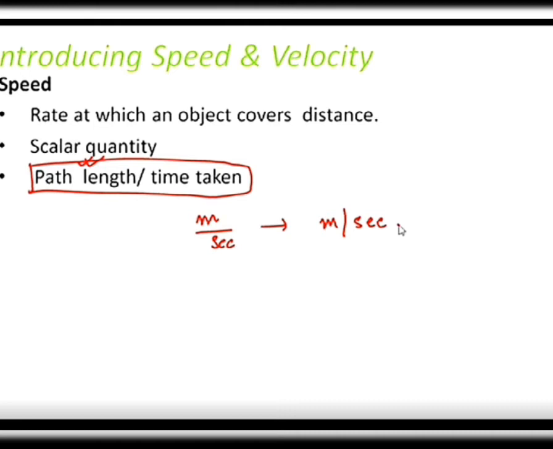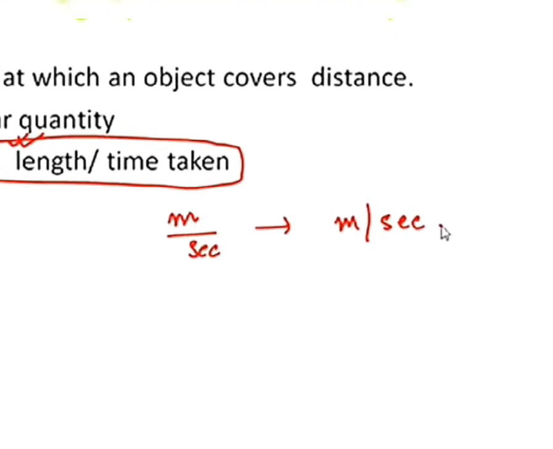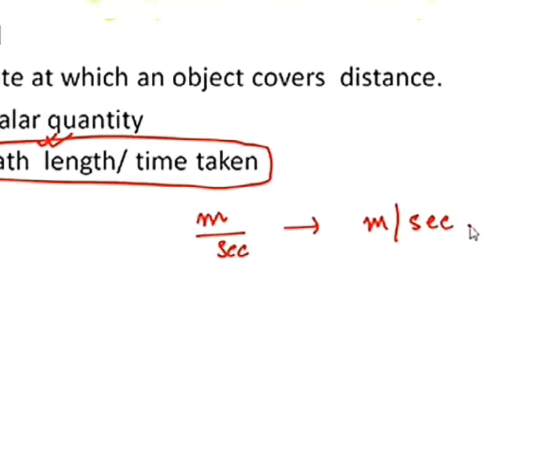So what is the SI unit of speed? As speed is equal to distance divided by time, or path length divided by time, what is the unit of path length? Distance, and that is meter, divided by the unit of time, that is second. So meter divided by second, meter per second. This is the unit of speed, or sometimes it may be kilometer per hour. This is all about speed.